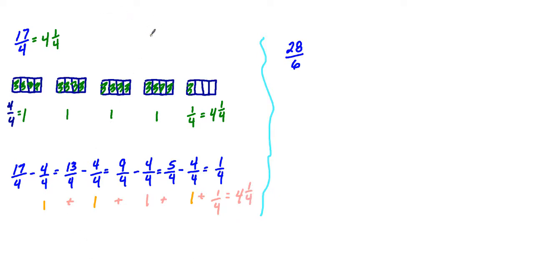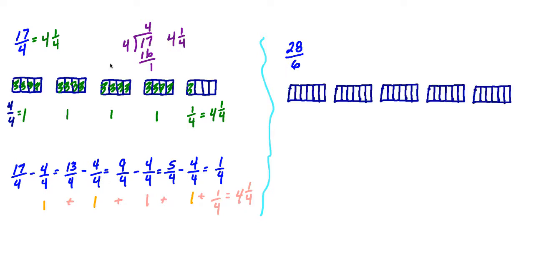All right, last method is the division algorithm. Take the 17, divide it by the 4. 4 goes into 17 4 times. That's 16. 1 left over. So my 4 and my 1/4. All right, if you didn't do the 28/6 yet, go ahead and do that now and then turn the video back on and we will go over that one.